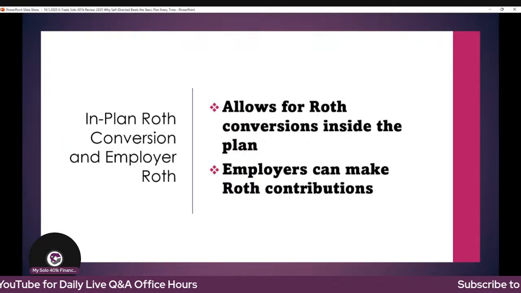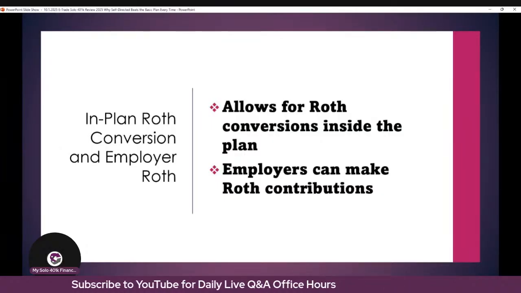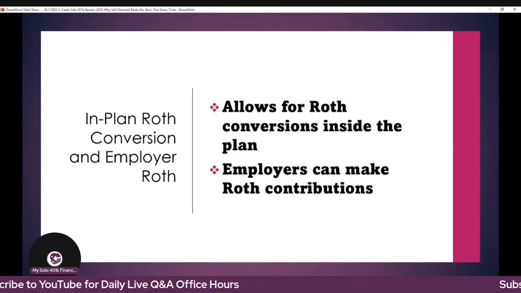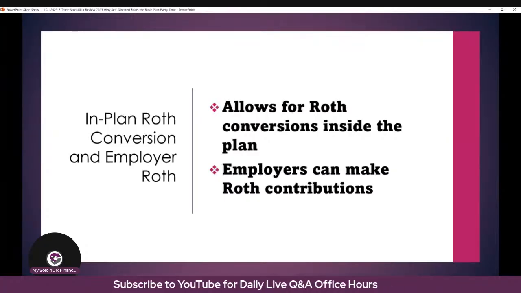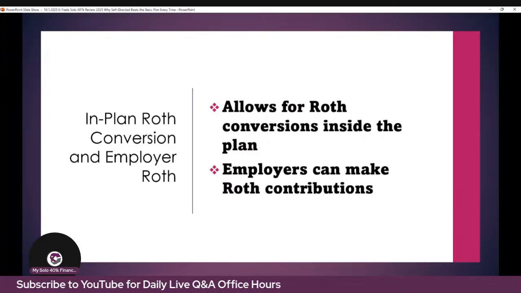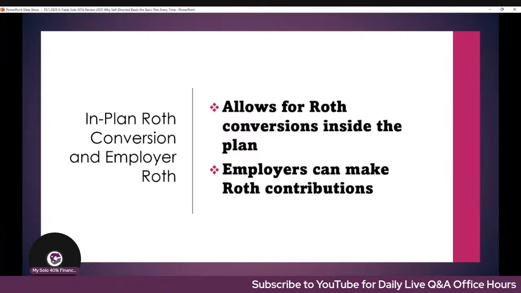In-plan Roth conversion and employer Roth. So our plan will allow for additional ways to accumulate funds in your Roth account. Number one, in-plan Roth conversion. This is also referred to as a Roth rollover, where the individual will transfer funds that are already in the solo 401k, but they're in the solo 401k in a pre-tax status, and then move the funds from the pre-tax solo 401k sub-account to the Roth solo 401k sub-account. Or it could be an in-kind pre-tax to Roth conversion.